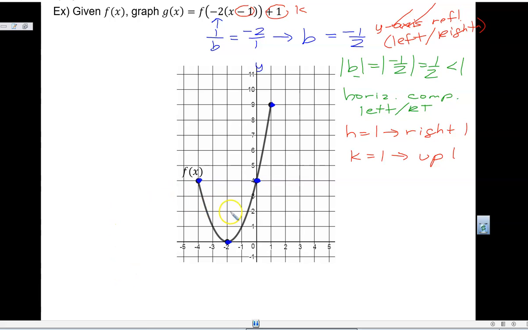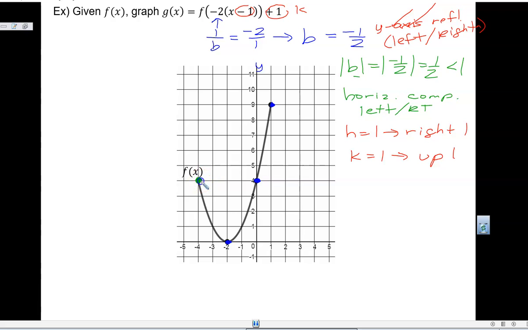All right, so I like to start with one of the endpoints and work my way either to the right or the left. So I'm going to start with this endpoint. So I must do my compression and my reflection before I do my translations. Now it's my choice whether I want to do the compression or the reflection first. Okay? In this case, I want to do my compression first, and then I'll do my reflection.